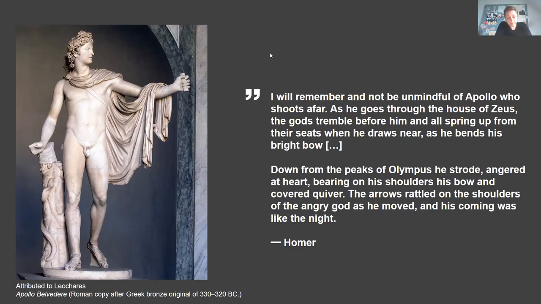In the Apollo Belvedere, the far-shooting god bearing his bow and his striding steps from Homer's praise are legible. He is shown in the moment after he presumably shot an arrow. So you can see his one arm reaching out. This is holding the bow and the arrow has just flown away and the other hand is coming down.